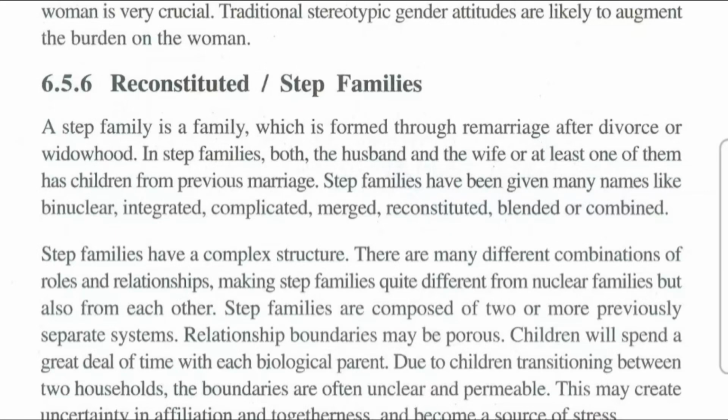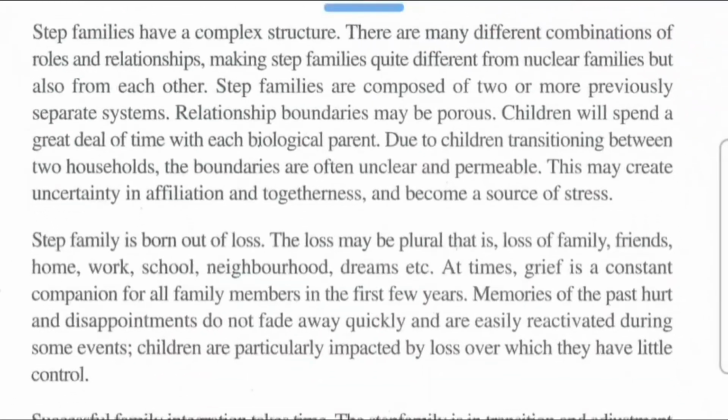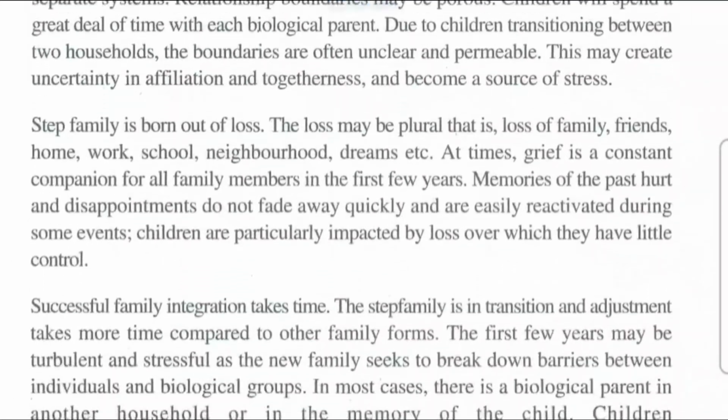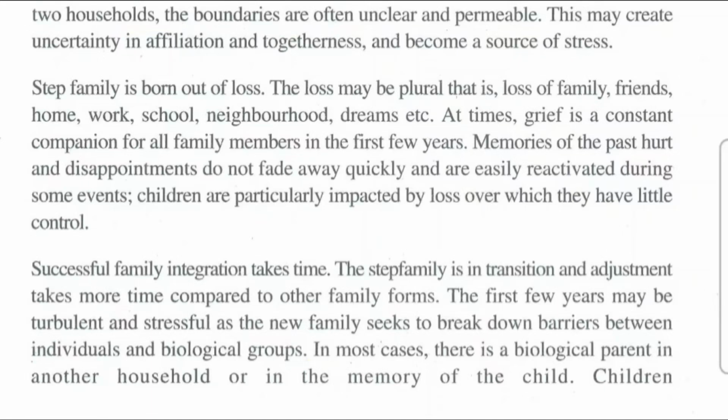Relationship boundaries may be porous. Children will spend a great deal of time with each biological parent. Due to children transitioning between two households, the boundaries are often unclear and permeable. This may create uncertainty in affiliation and togetherness and become a source of stress.